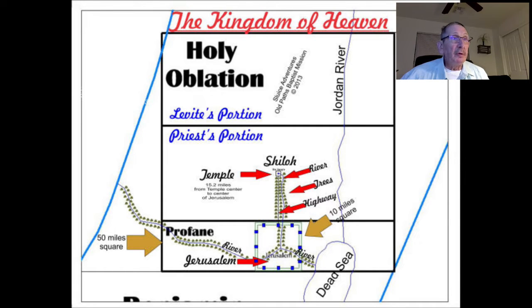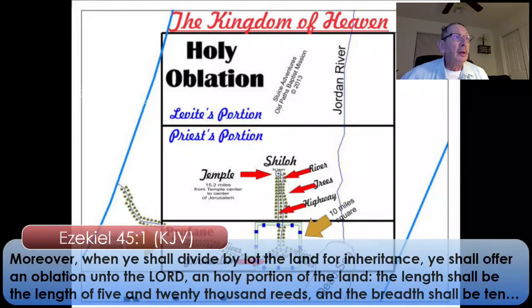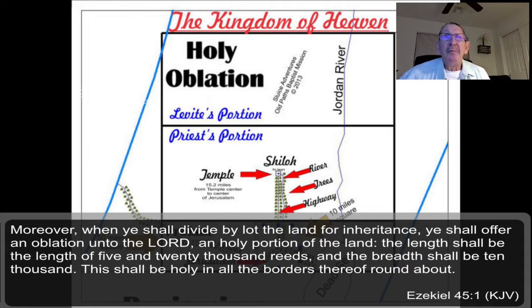So let me bring some verses in here. Moreover, when you shall divide by lot the land for inheritance, ye shall offer an oblation unto the Lord. An oblation is like an offering. It'd be another way of saying a sacrifice. A holy portion of the land, the length shall be the length of 25,000 reeds, and the breadth shall be 10,000. This shall be holy, and all the borders thereof round about.